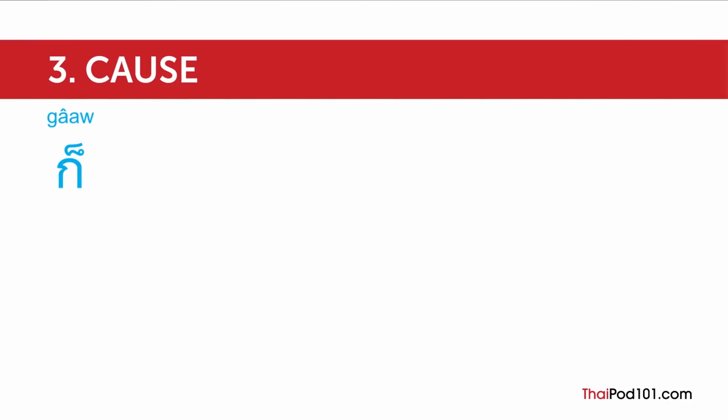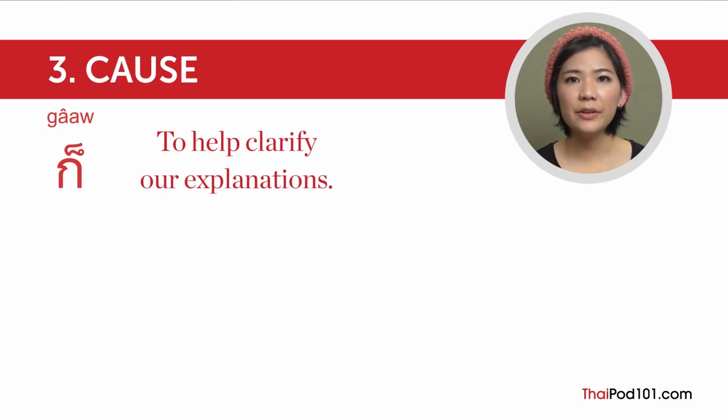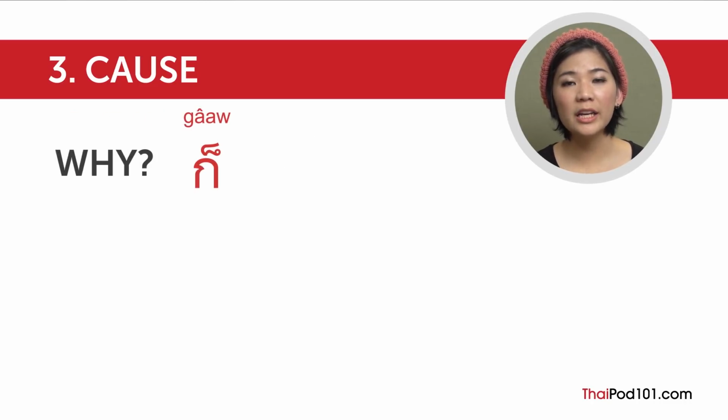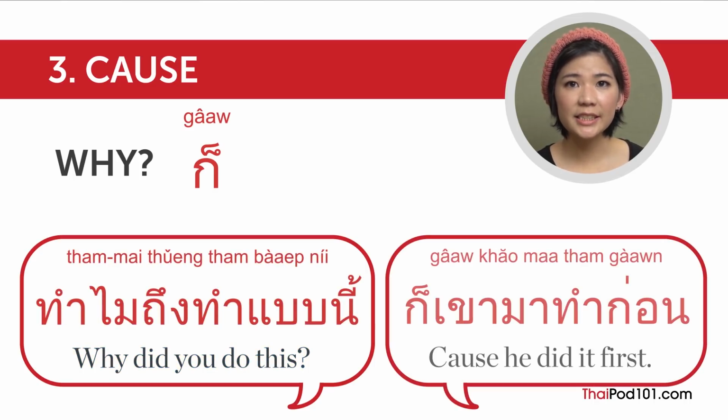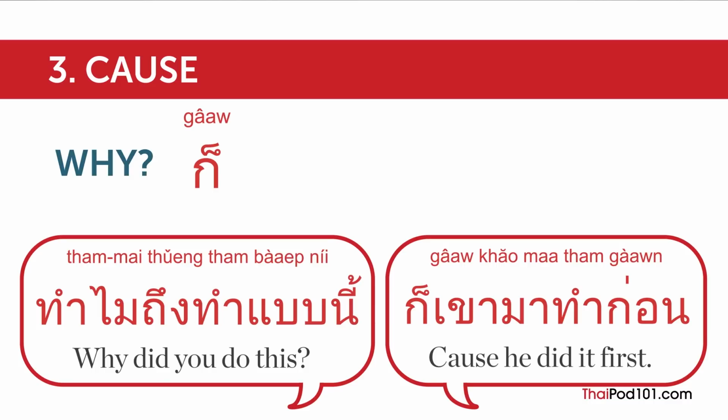We also use go to help clarify our explanations. This can be used to reply to a why question. For example, somebody asked, ทำไมถึงทำแบบนี้ Why did you do this? In response, the other speaker says, ก็เขามาทำก่อน cause he did it first. When replying to a why question, go is used at the beginning of the sentence.